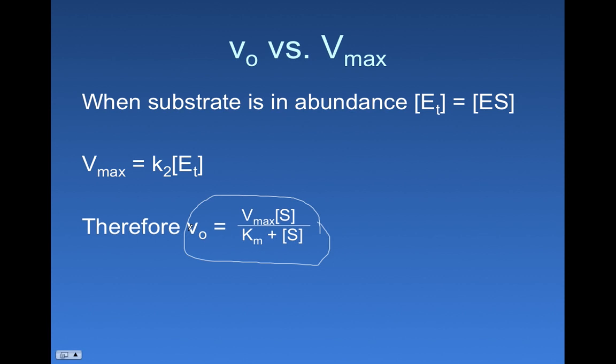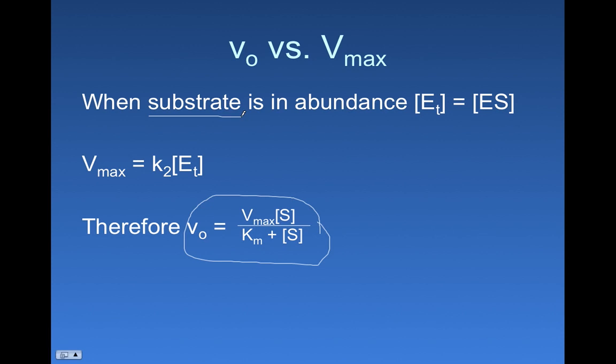Now, what does V naught mean? Well, V is velocity and V naught is the initial velocity. We talked about that a little bit in lab. You want to test the initial velocity for reactions, and that's when the substrate is in abundance, right? You put a little bit of enzyme in your reaction, a lot of substrate, and under those circumstances, the assumptions that we made in our Michaelis-Menten derivation are most true.